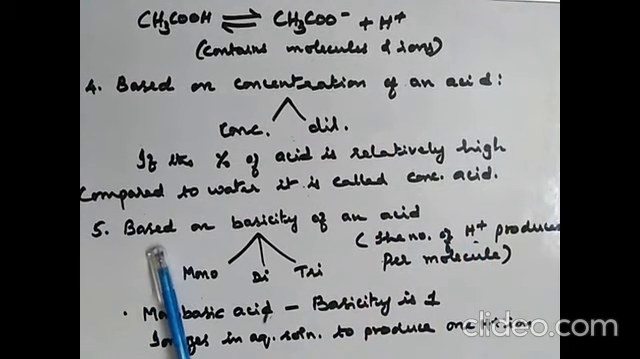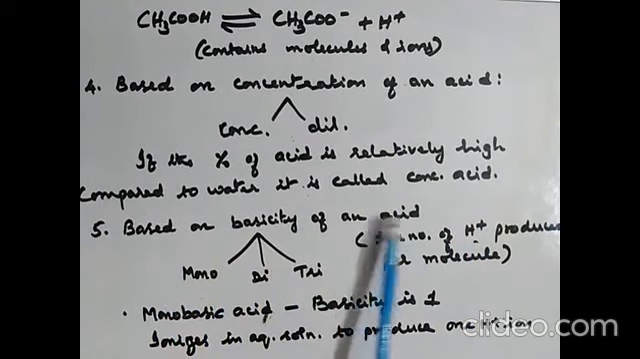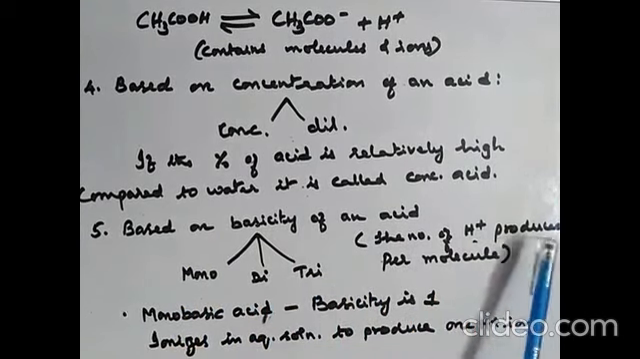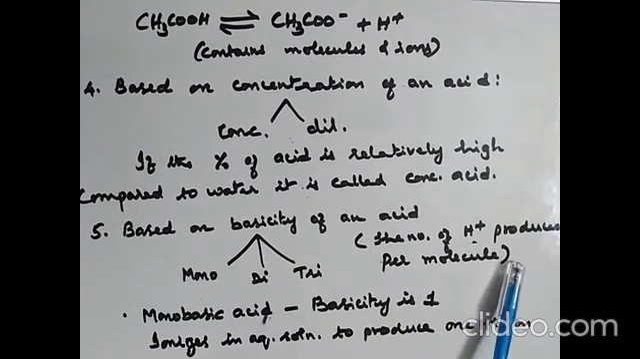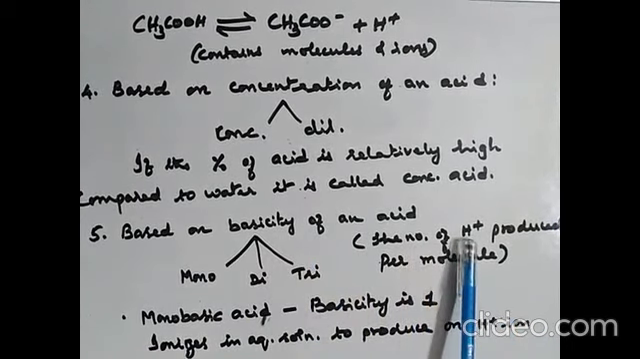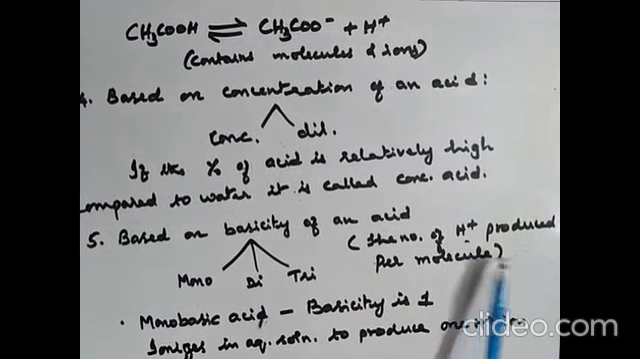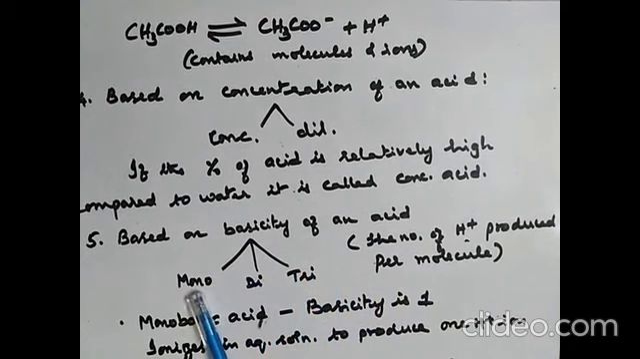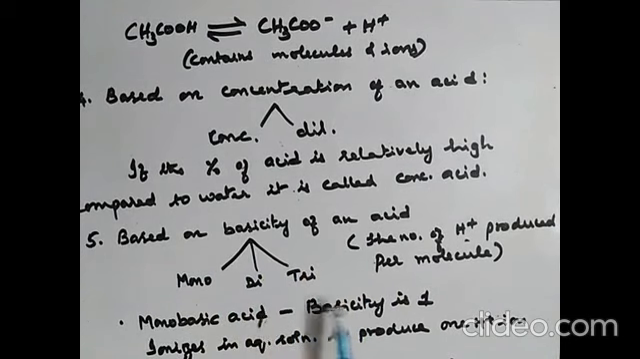The next method of classification is based on basicity of an acid. What is the meaning of basicity? Basicity is the number of H+ ions produced per molecule of an acid. Based on basicity, acids can be classified into monobasic, dibasic and tribasic acids. Monobasic acids have basicity 1. That is, monobasic acids ionize in aqueous solution to produce 1 H+ ion per molecule of an acid.